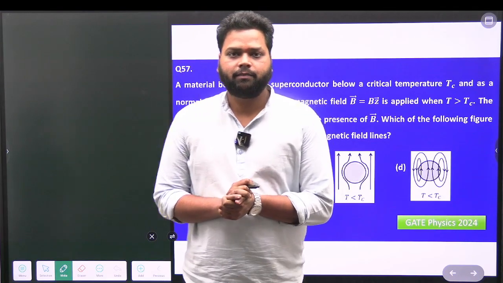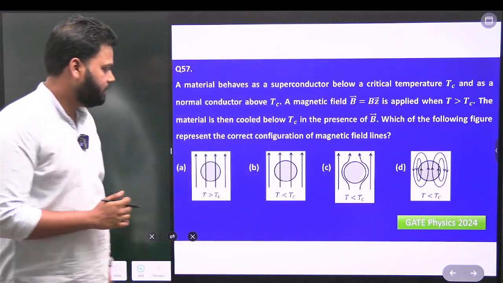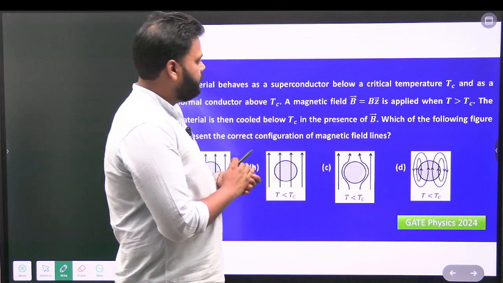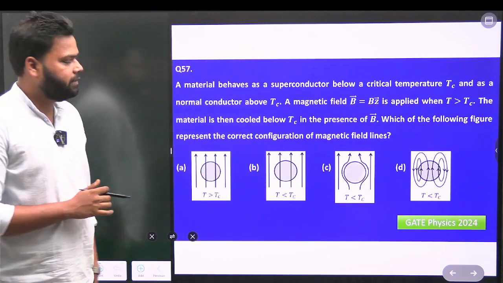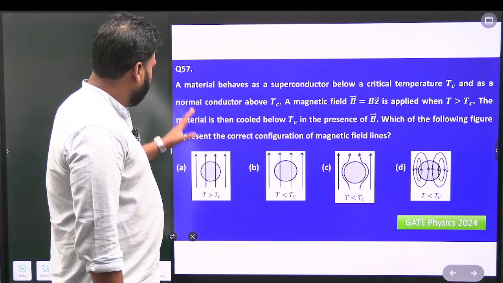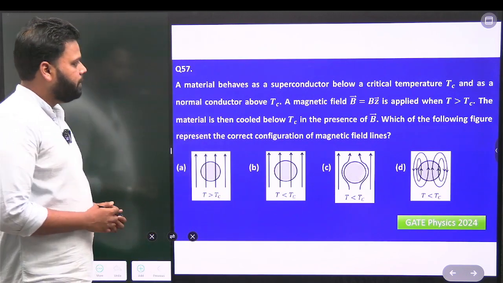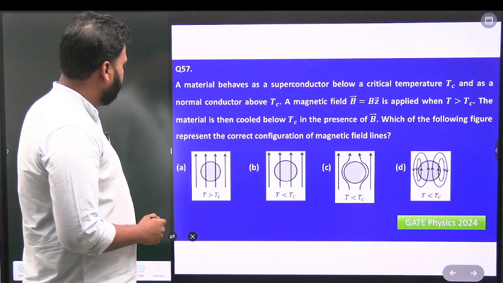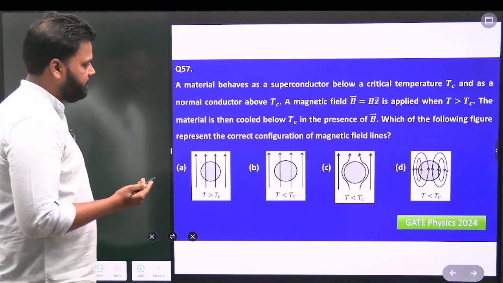Hello friends, today I am going to discuss a question from GATE 2024. This question is from condensed matter physics, with the subtopic of superconductivity. The question says a material behaves as a superconductor below a critical temperature Tc and as a normal conductor above Tc.